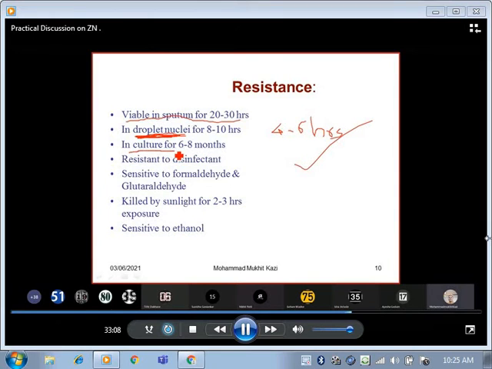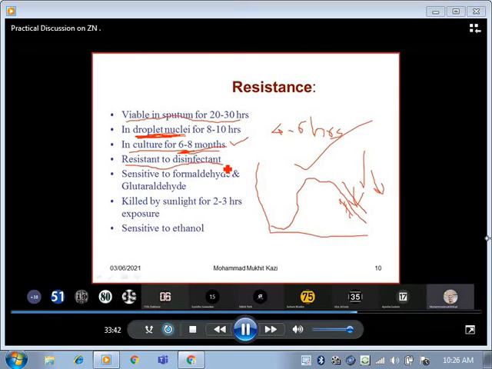So you must know, in cultures, they remain viable for 6 to 8 months. And why do they die? Because we know the growth curve, right? It starts with the lag phase, then log phase, then stationary phase, and then the decline phase. Why the decline phase? Because the nutrients are depleting. They are going down, so that is why they start dying. And after 8 months, there will be no nutrients available on the LJ medium, so that is why they die.